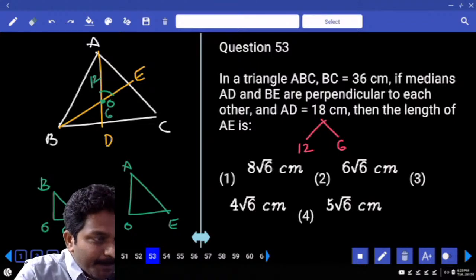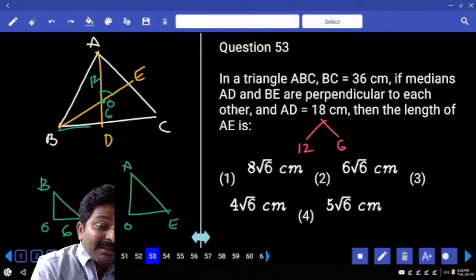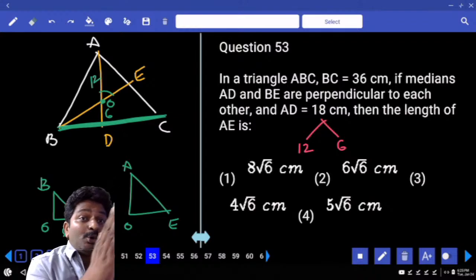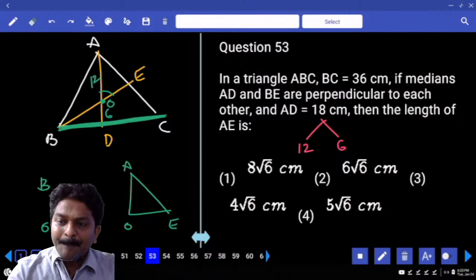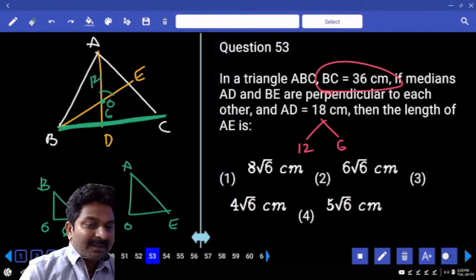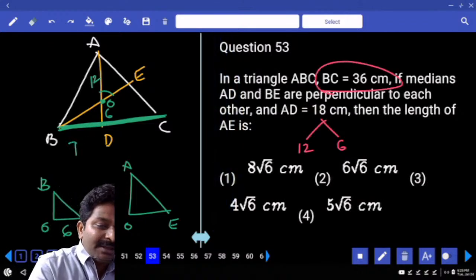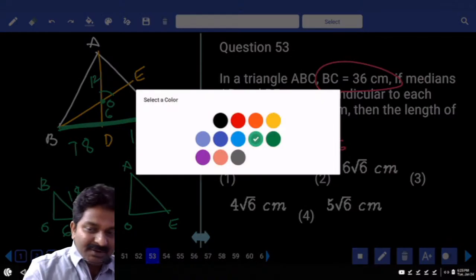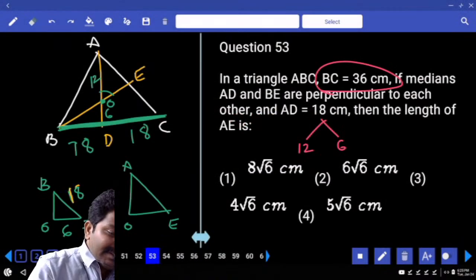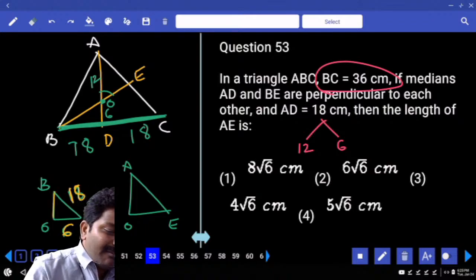Is that okay? And at the same time, median divides BC into two equal parts. So you are already given BC as 36. That means BD must be 18, CD must be 18. So here BD is 18. Observe the triangle here. This is 18 and this is 6. With this, can we calculate BO?